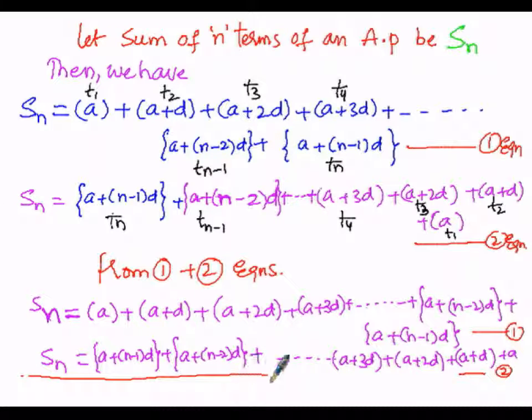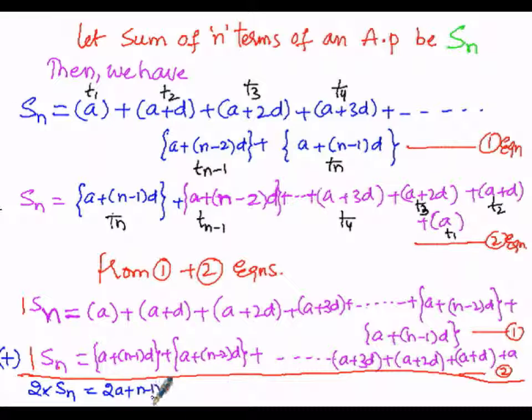By adding up these two equations, the coefficient of Sn is 1 in each, so we get 2 times Sn, the sum of n terms, equal to the sum of the first terms of both equations, a plus a, which is 2a plus n minus 1 into d, plus the sum of the second terms, a plus d and a plus n minus 2 into d, so 2a plus d plus n minus 2 into d, plus dash dash, and the last terms, a plus n minus 1 into d and a, which is 2a plus n minus 1 into d.